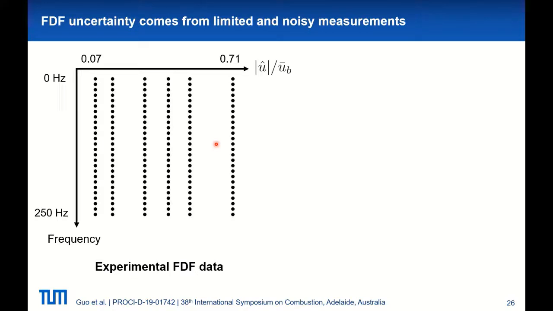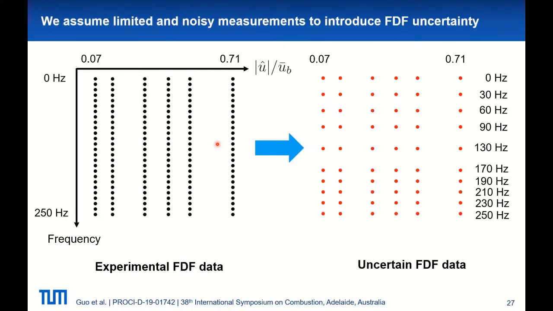We can only measure FDF gain phase at limited amplitudes and frequencies. That's the data quantity issue. And those measurements are not perfect. They have measurement error. That is the data quality issue. To mimic this uncertainty generation process, first step, we only use measurement data at these frequencies.